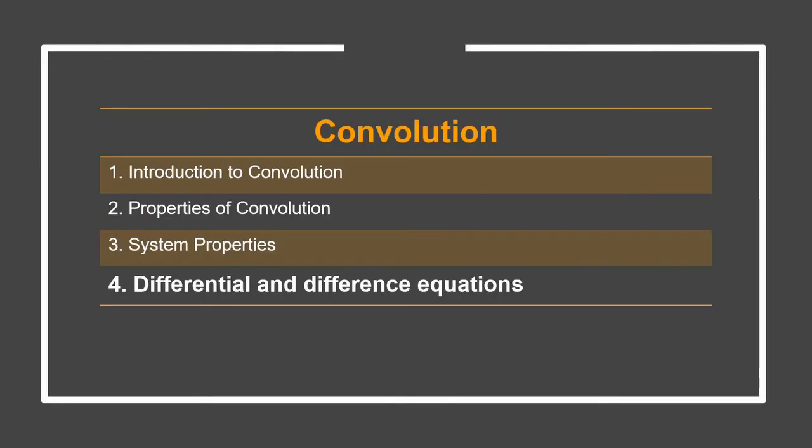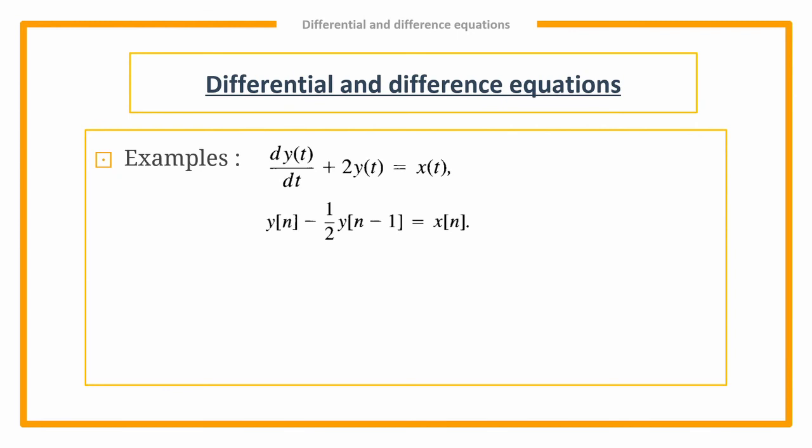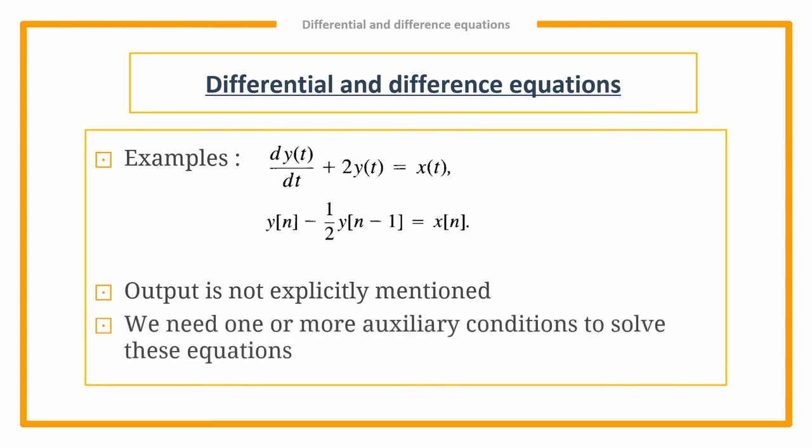This is the last subsection of this section, which is differential and difference equations. We'll try to understand differential and difference equations with examples. Well, the first example is in continuous time and it is a differential equation. The second example is in discrete time and it is a difference equation. Well, the outputs in these examples are not explicitly mentioned as a function of the input. So we need one or more auxiliary conditions, you could say initial conditions, to solve these equations. It is more like finding C in integration.